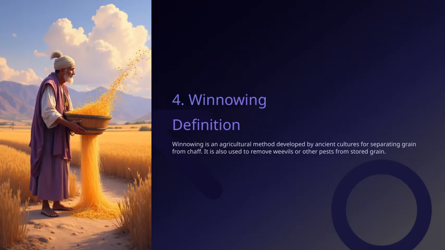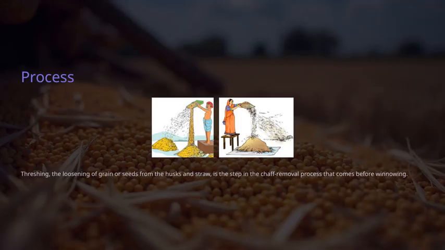It's fascinating to see how such a basic technique played a crucial role in food security for ancient societies. Now, let's take a closer look at the process of thrashing. Thrashing is the crucial step where we loosen the grain or seeds from their husks and straw. Think of it as the step that prepares the harvest for the next phase.